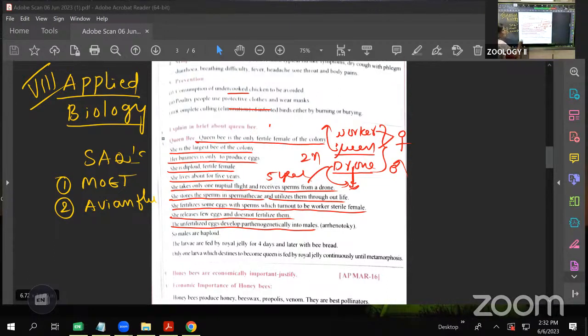So males are haploid, having only one set of chromosomes.